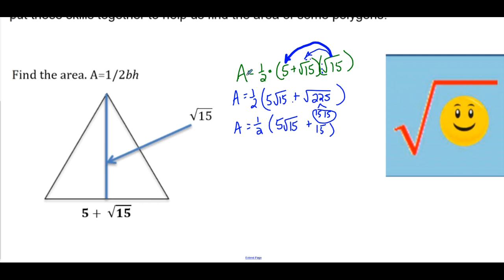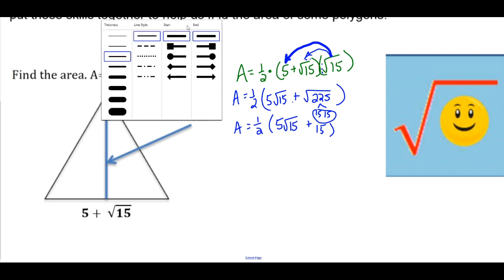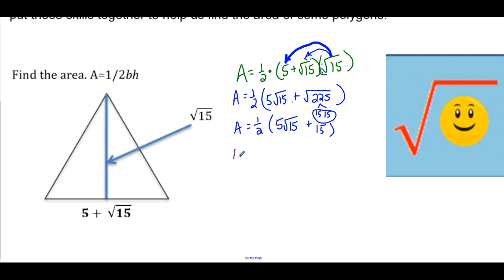Now I would need to distribute that 1/2. That would be my next step. When I do that, I'm going to get some decimals. So you kind of have options at this point. One way you might see this answer is you might actually just see it written as 1/2 times 5 root 15 plus 15. Sometimes you might see a person write that 1/2 as a fraction, and they would say, okay, I've got 5 root 15 plus 15, and all of that is divided by 2.